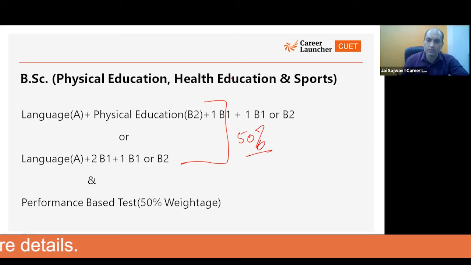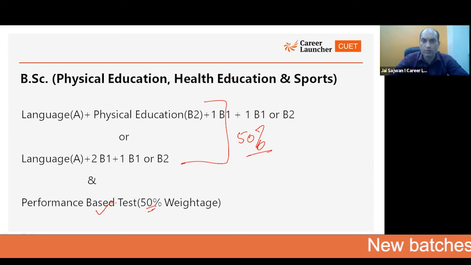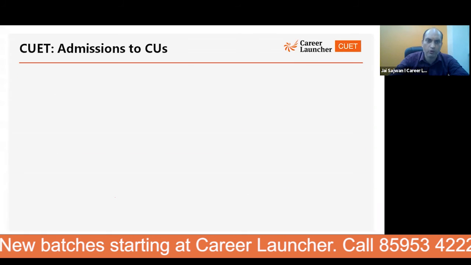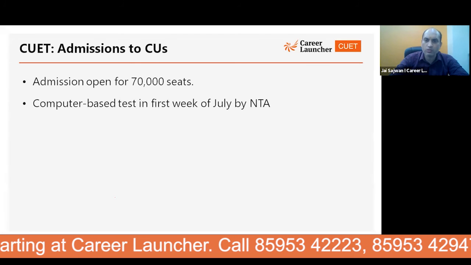Very clearly they have mentioned that 50% weightage will be given to the performance-based test. So you need to do some physical activity there, so that the cumulative score of that will be the only criteria for selection in Delhi University. I hope you understand that. So 70,000 seats are there.